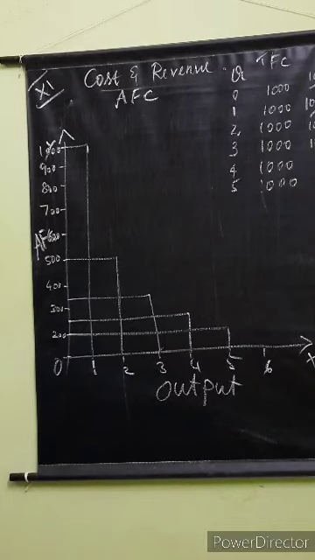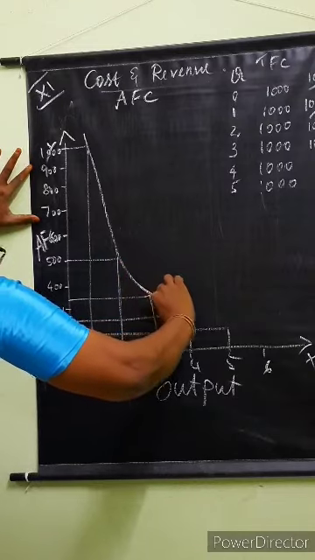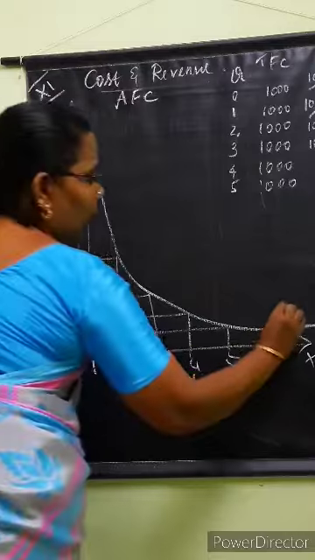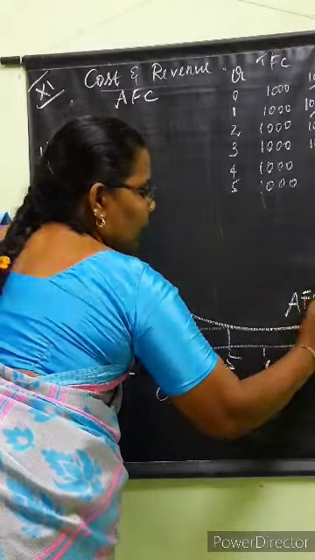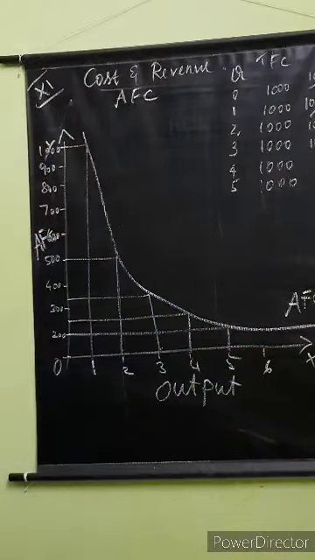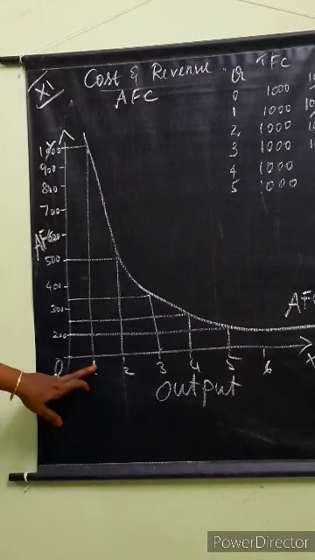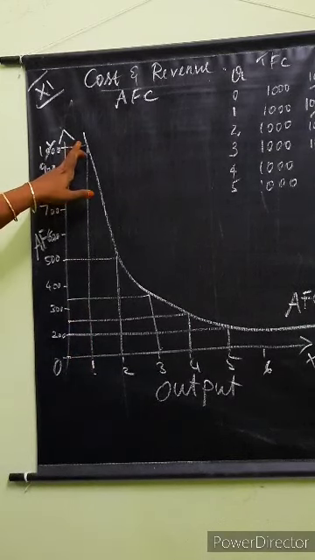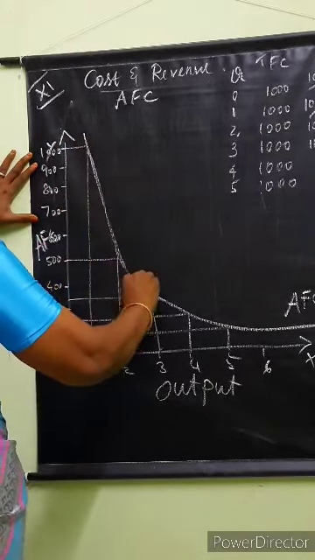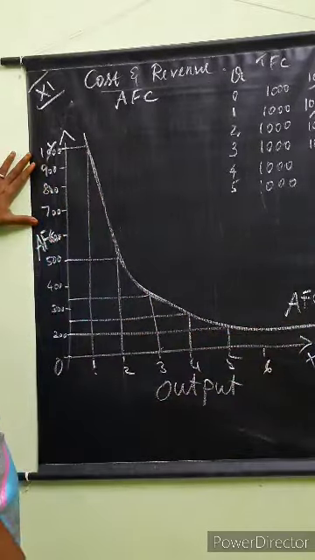And the fifth one, 200. Girls, if you join the points, this is the average fixed cost curve. Will you be able to understand, girls? At the point of one output, the average fixed cost is 1000. Based on this, I have drawn, then I joined all the points. If I join the points, I get a curve like this.